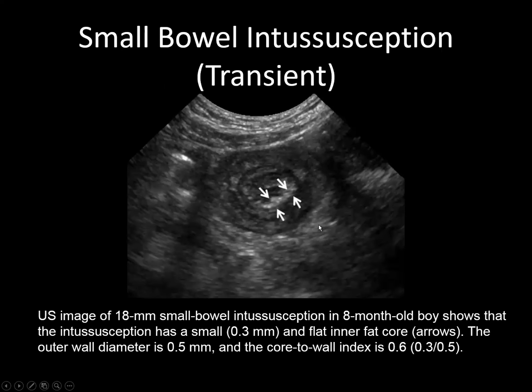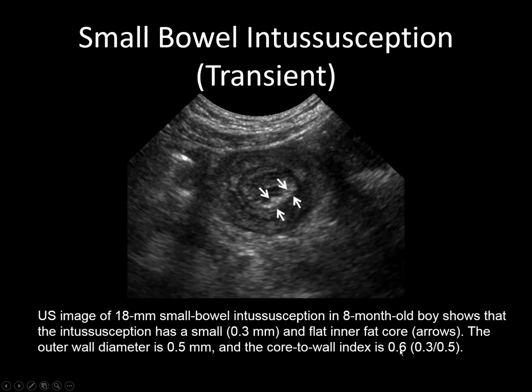Here's another different patient with small bowel intussusception. Again, this was transient. And there was some fat in it, but see how it's flat and very scant. It's not going to be thicker, like with the maximum width this way, compared with the outer wall of the intussusception.